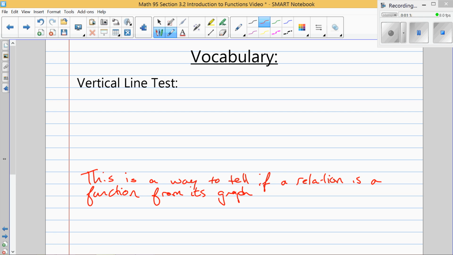So with the vertical line test, you pass an imaginary vertical line through a relation. If these are my axes, and say that this is my relation. I want to pass an imaginary vertical line through my relation at every single possible input value, so all along the x-axis, so it's sliding clear across. And if that vertical line ever crosses the relation more than once, we cannot have a function.